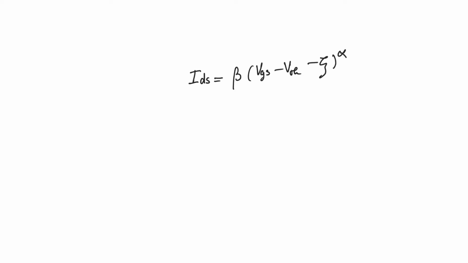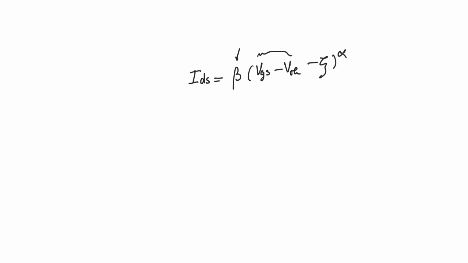Now, the voltage V_GS minus V_threshold is always going to exist in a transistor model because this voltage expresses how much control the gate has over the channel. So this represents electrostatic control of the gate over the channel. The more voltage, the more charge the gate can couple into the channel.